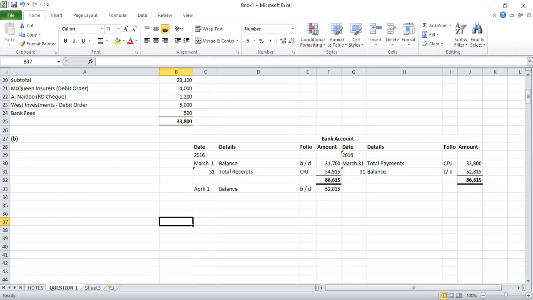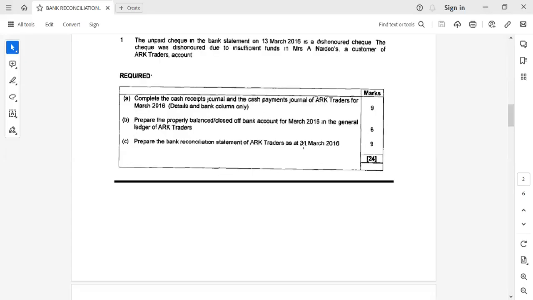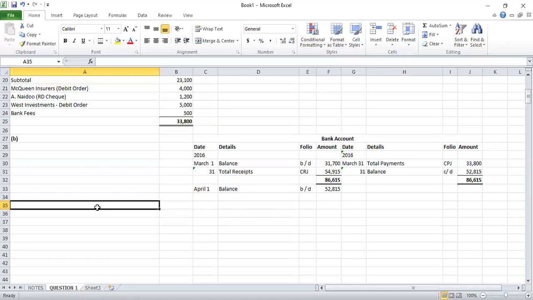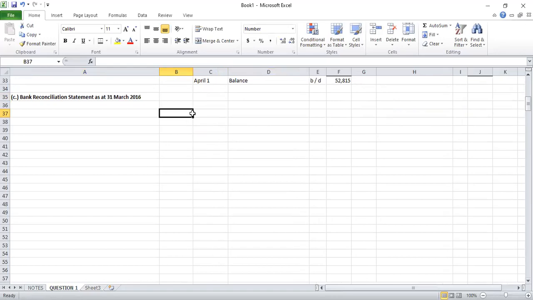Then number C, prepare the bank reconciliation as at 31 March 2016. Bank reconciliation statement as at 31 March 2016. So we have our debit, our credit.